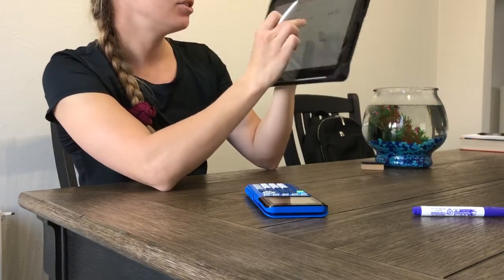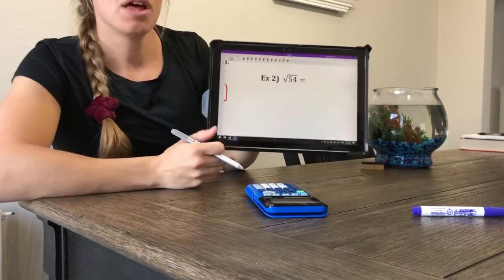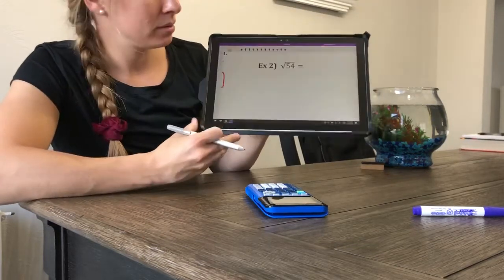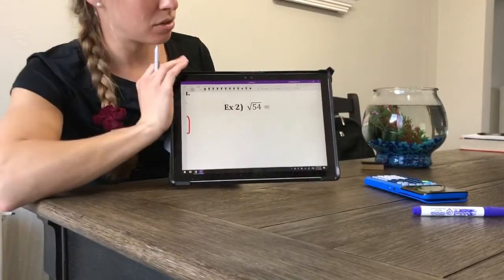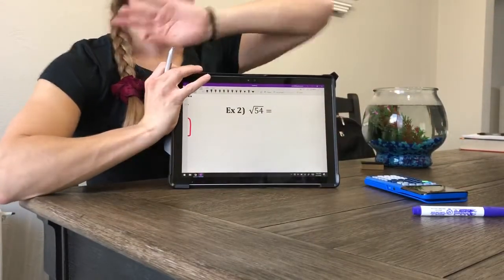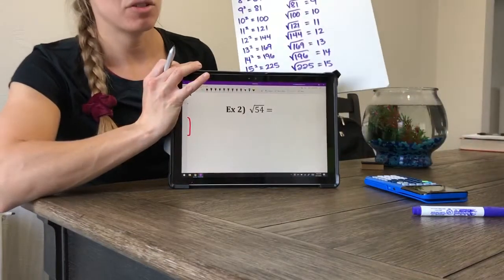Let's do number 2 together. Example 2, the square root of 54. Okay, so we are trying to simplify this radical expression. So the square root of 54. The only factors of 54 that we care about are the ones that are perfect squares.